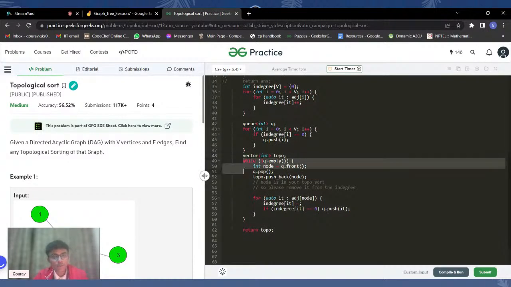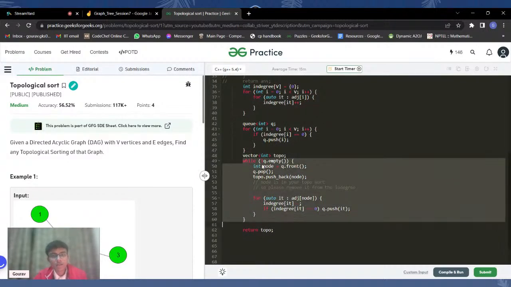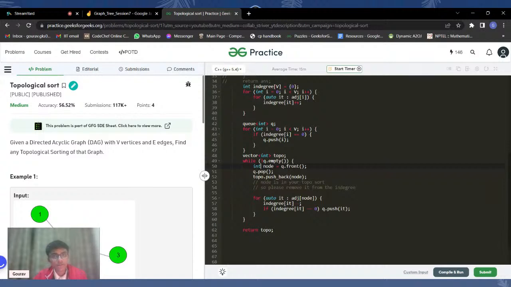Then we will perform our usual BFS algorithm. In that, we will write int node is equal to q dot front, and we will take our node, pop that, and push it into our topo sort. And then we will go to each and every adjacent node of our current node and decrease its integrity by 1. And if the integrity becomes 0, we will push it into the queue so that we can print it in our topo sort. And finally return our topo sort.